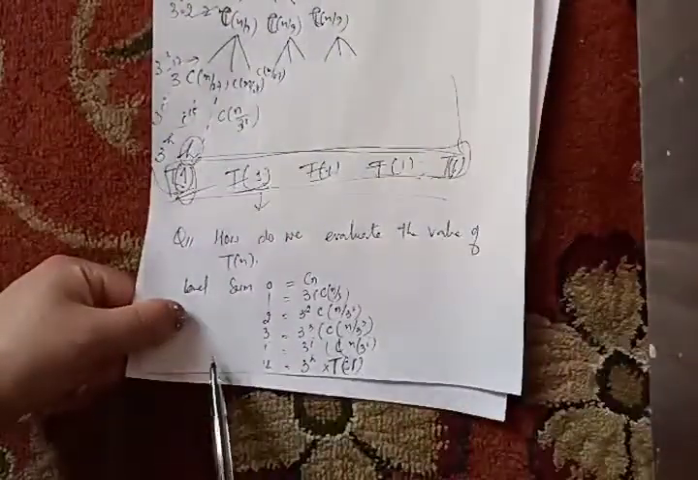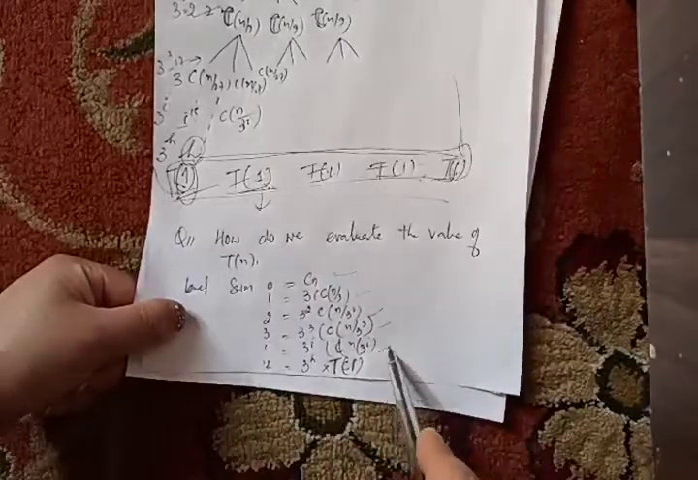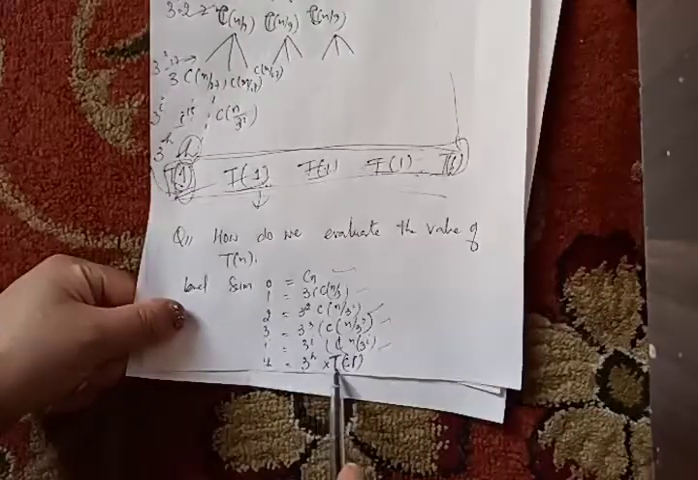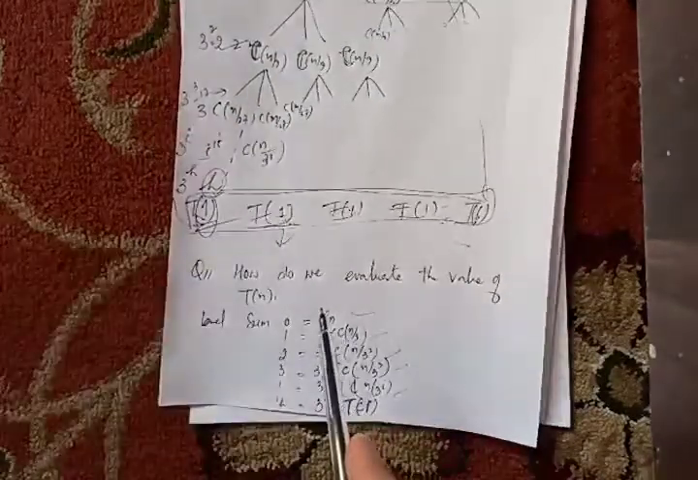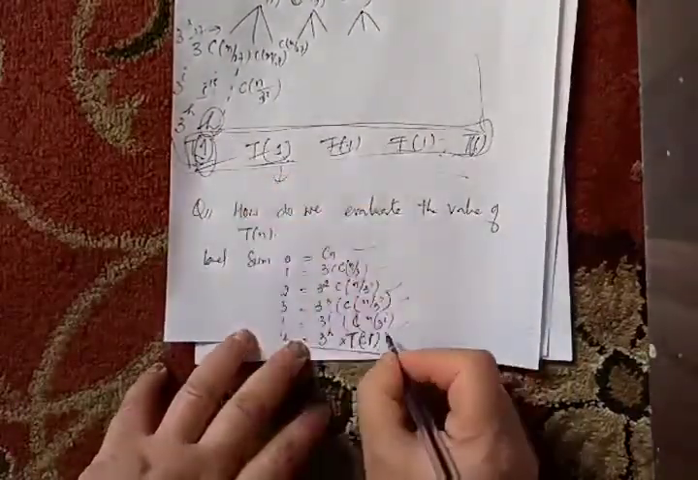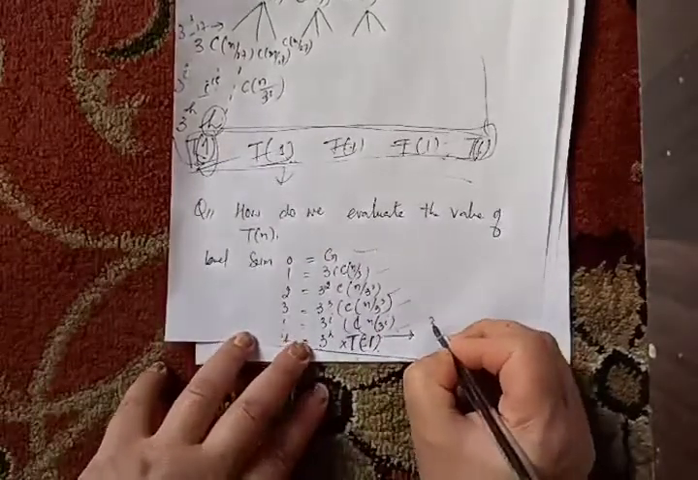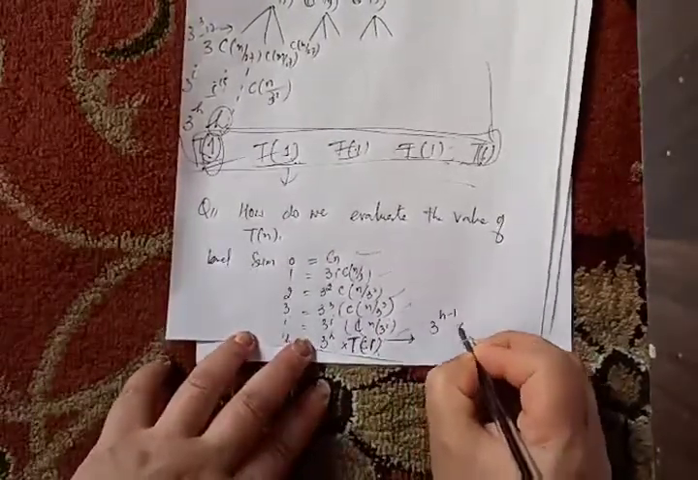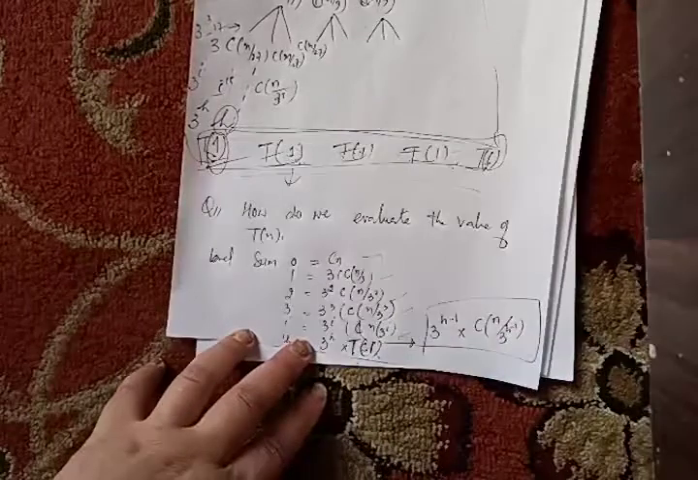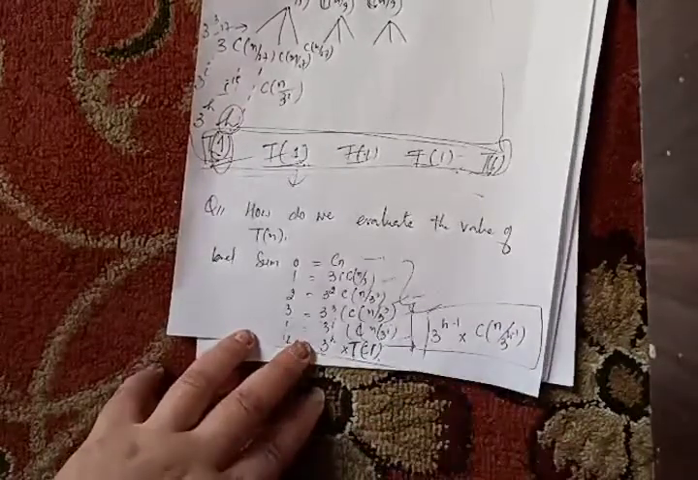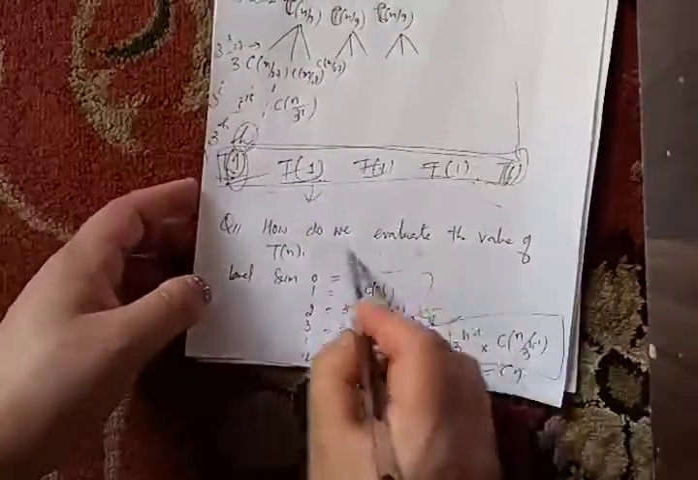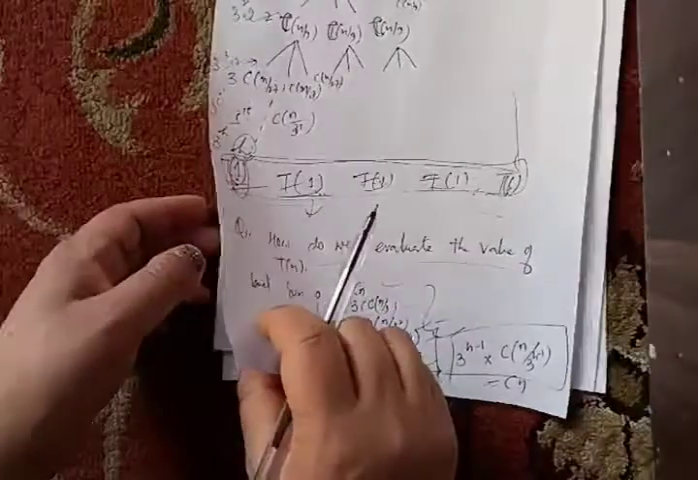Now you can see that the level sum is the same at all levels. But at the last level you have 3 raised to the power h into T of 1. What will be the previous level of level h? That will be 3 raised to the power h minus 1 into c n divided by 3 raised to the power h minus 1, which is basically equal to c of n. So this is how we evaluate the value of T of n.